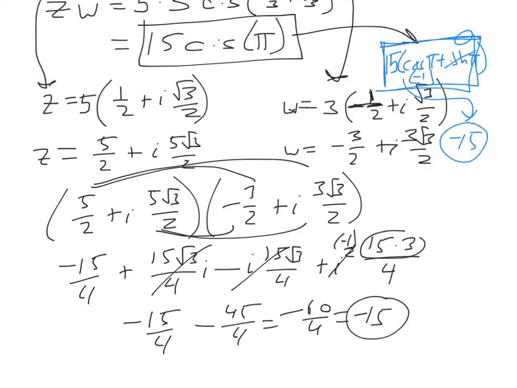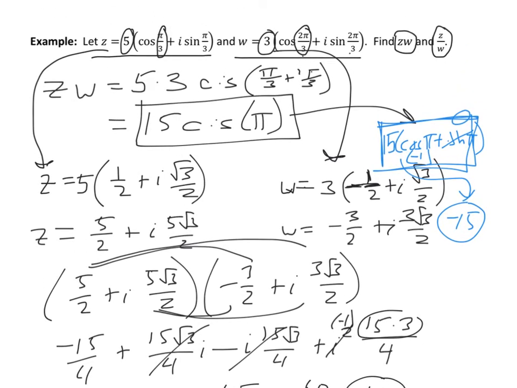Take a look at how much time and space we saved by using this property of polar numbers. In order to multiply those things previously, I had to convert them into rectangular form, then I had to multiply them together and then combine the like terms and wind up down here at negative 15. By utilizing this property of polar form, I was able to get this answer very, very quickly.